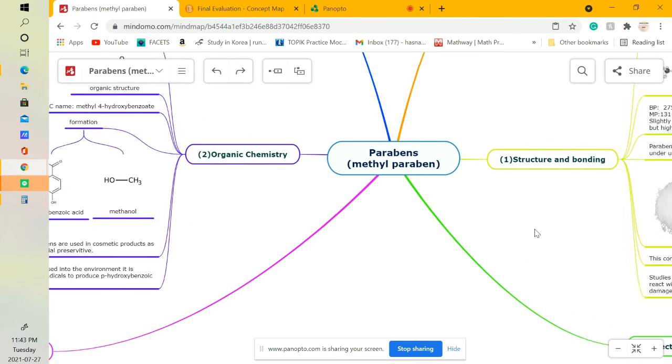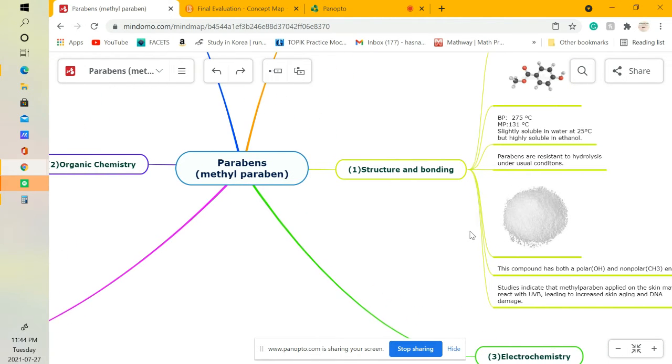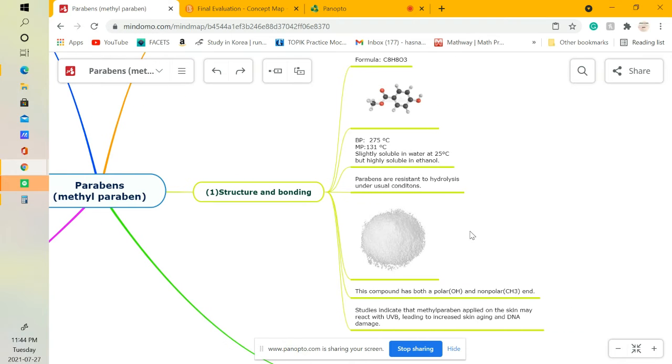Hi, Ms. Sobek. Okay, so let's start with parabens, and the scientific name is methylparaben. First, we'll start with the structure and the bonding.